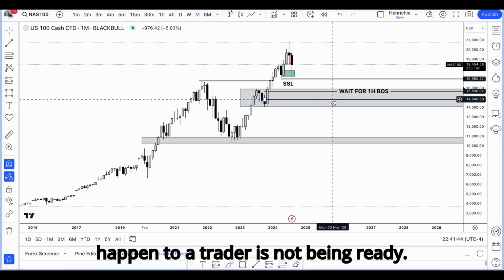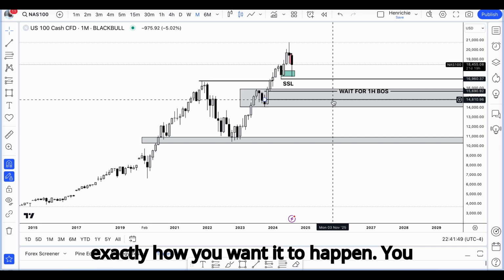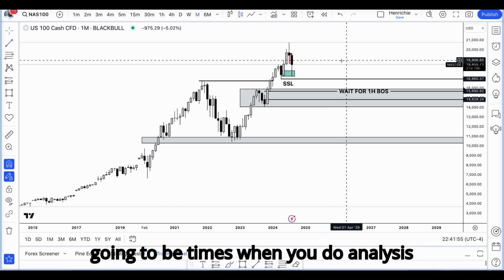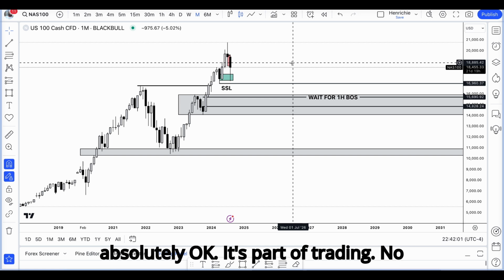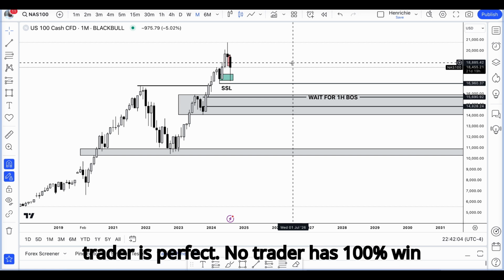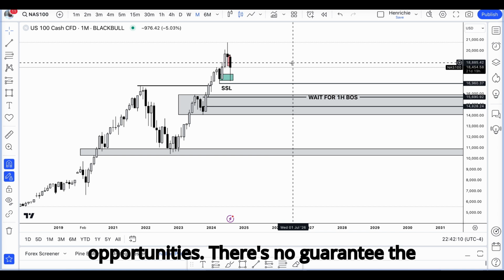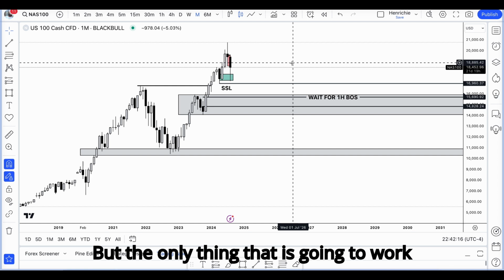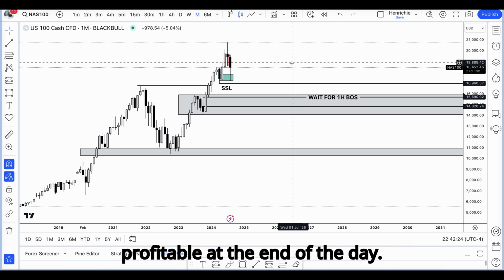The worst thing that can happen to a trader is not being ready for things to happen. It may not happen exactly how you want it to happen. You are not always going to be right. There's going to be times when you do analysis and price doesn't do a single thing you want it to do. That's absolutely okay. It's part of trading. No trader is perfect. No trader has 100% win rates. All we do is participate in the marketplace and look for high probability opportunities. There's no guarantee the high probability opportunity is going to work. But the only thing that is going to work in our favor is risk management. As long as we use good risk management parameters, we will always end up profitable at the end of the day.